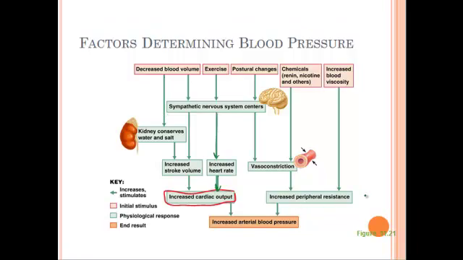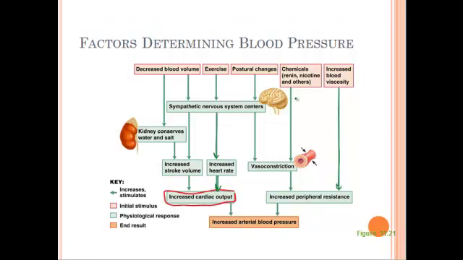What about peripheral resistance? What causes peripheral resistance to change? One can be increased blood viscosity. Viscosity means the fluidity of the blood, how thick the blood is. So if you increase the blood thickness, either by more red blood cells, so let's say you move to a higher elevation, you're going to increase your blood viscosity. That's going to increase your peripheral resistance and increase your blood pressure.